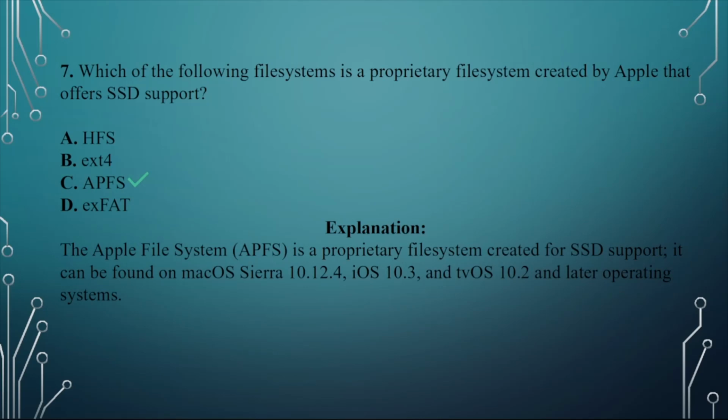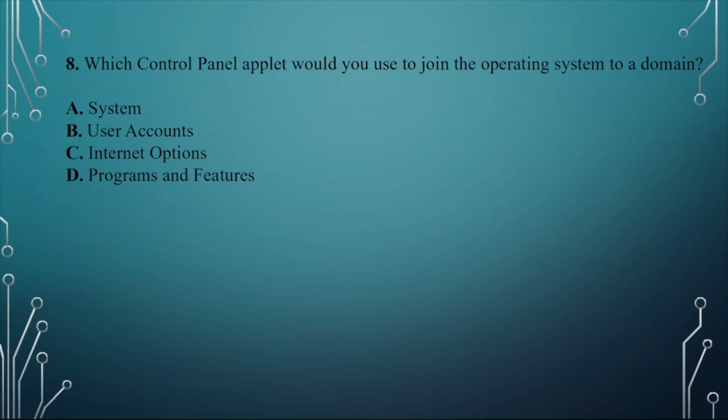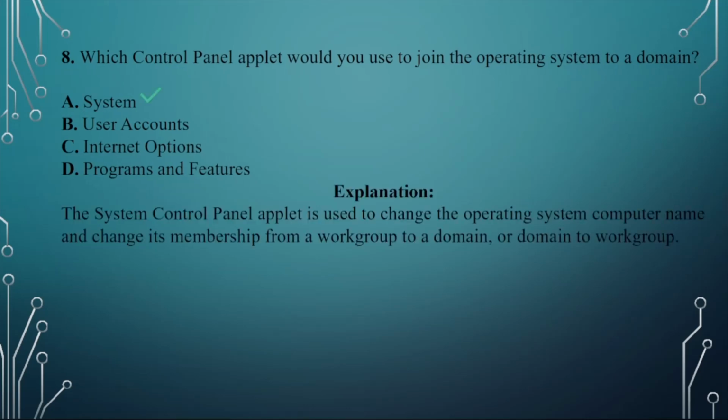Alright. Question number 8. Which Control Panel applet would you use to join the operating system to a domain? A. System, B. User Accounts, C. Internet Options, D. Programs and Features. The answer here is A, System. So the System Control Panel applet is used to change the operating system computer name and change its membership from a workgroup to a domain, or domain to workgroup.